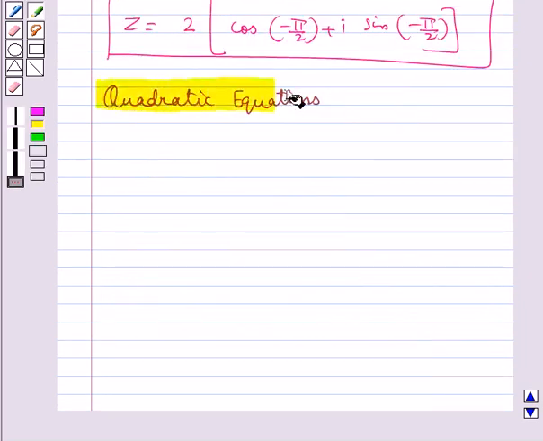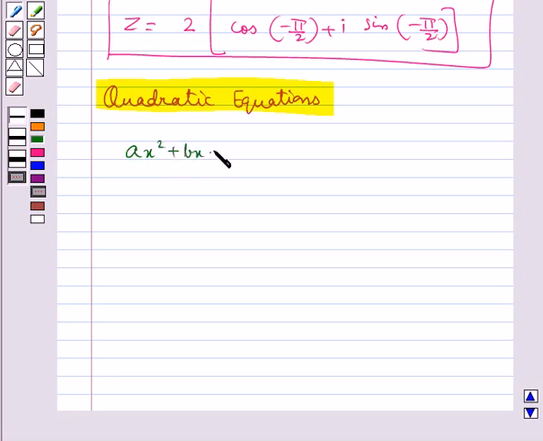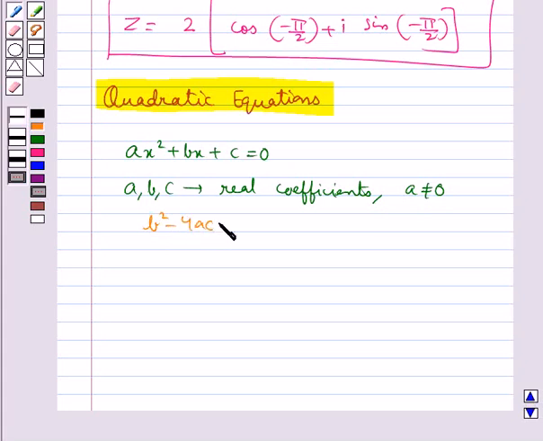Next, we have quadratic equations. We already know how to solve quadratic equations when the discriminant is non-negative, that is, greater than or equal to 0. Now, for a quadratic equation ax square plus bx plus c equal to 0, where a, b and c are real coefficients and a is not equal to 0, we assume that b square minus 4ac, that is the discriminant, is negative, that is less than 0.